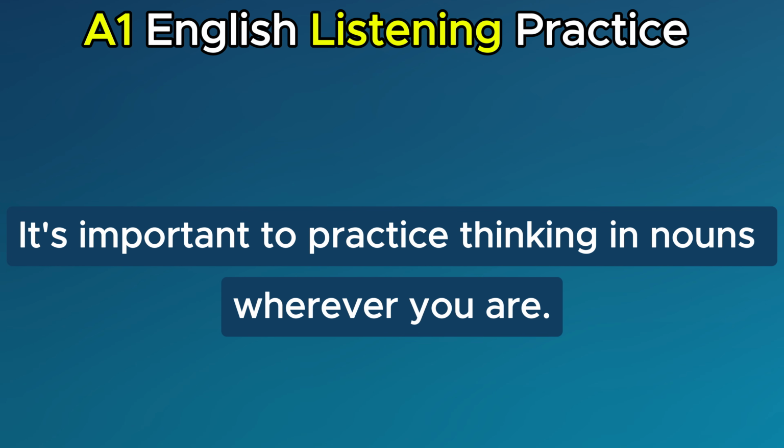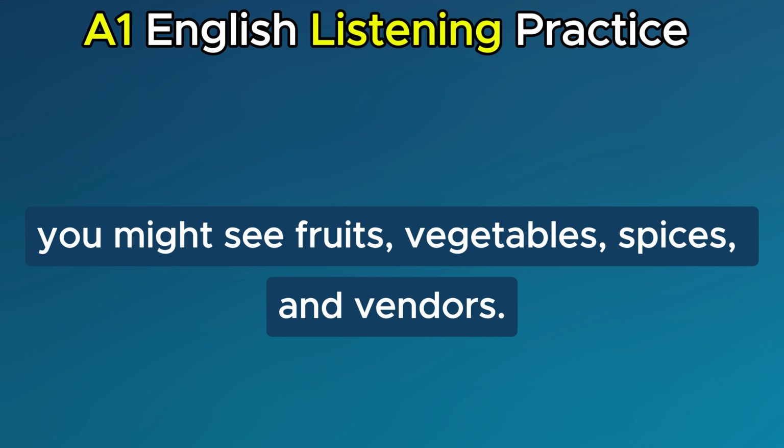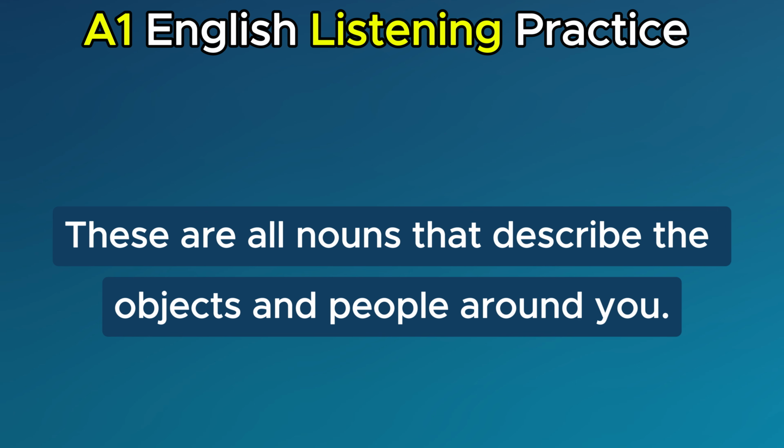It's important to practice thinking in nouns wherever you are. If you're at a market in Delhi, India, you might see fruits, vegetables, spices, and vendors. These are all nouns that describe the objects and people around you.